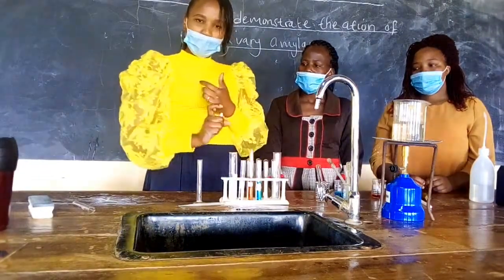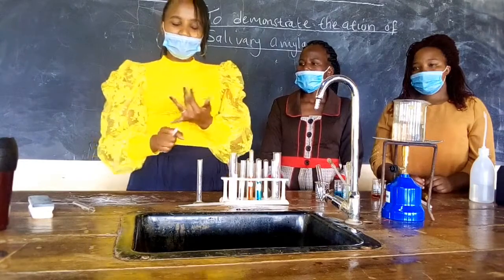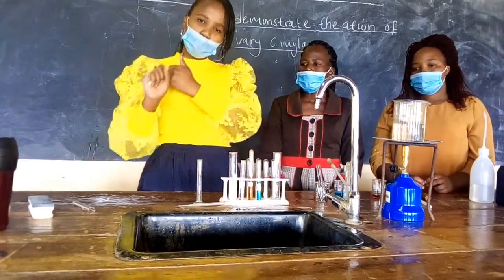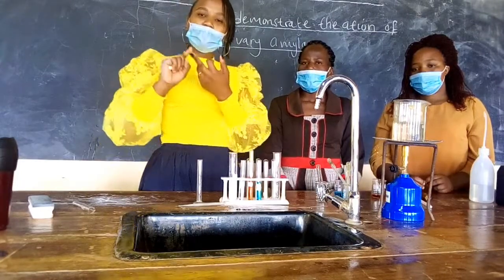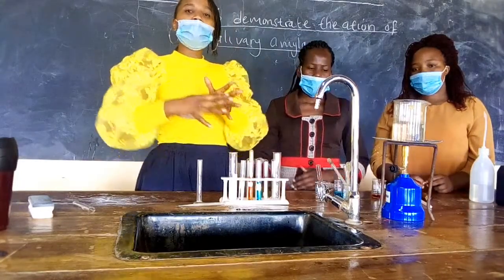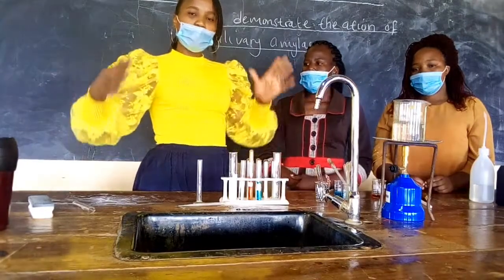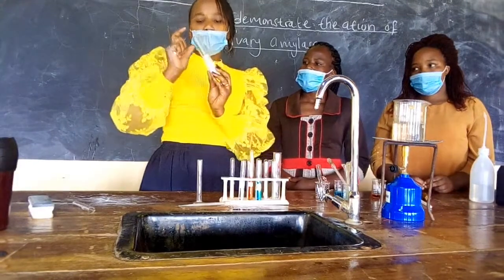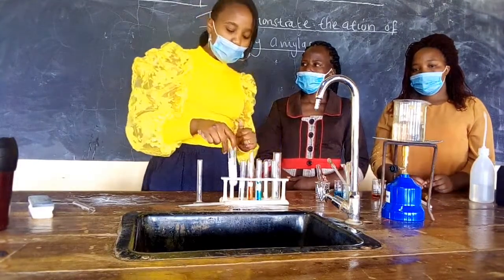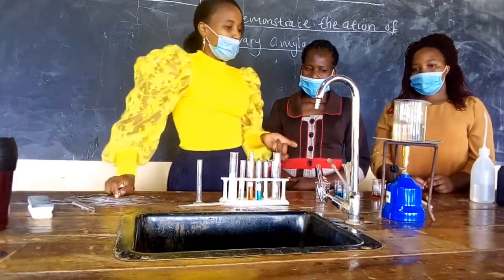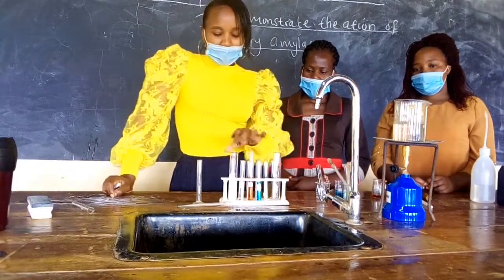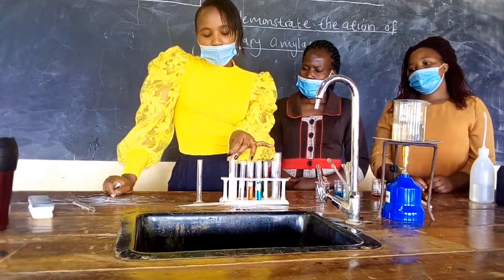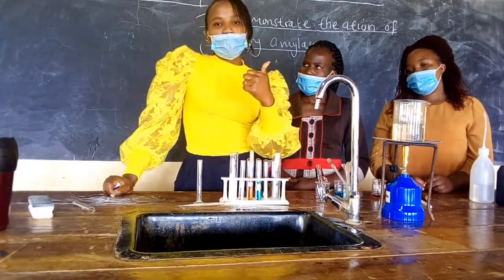Monosaccharides are simple sugars, disaccharides are made up of 2 molecules of monosaccharides, but a polysaccharide is made up of many molecules of monosaccharides. So this one has many molecules of glucose. We want to put saliva in this food sample and then leave it to stand for about 5 minutes.